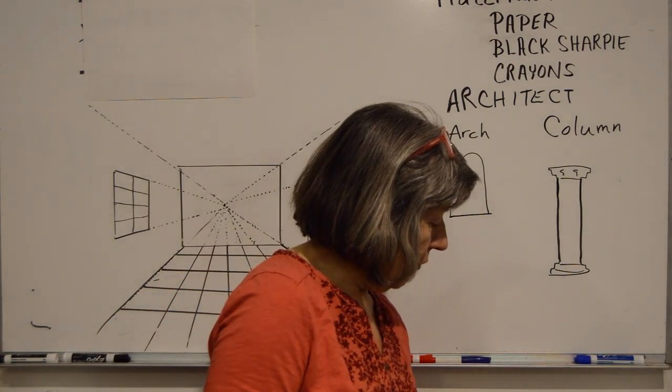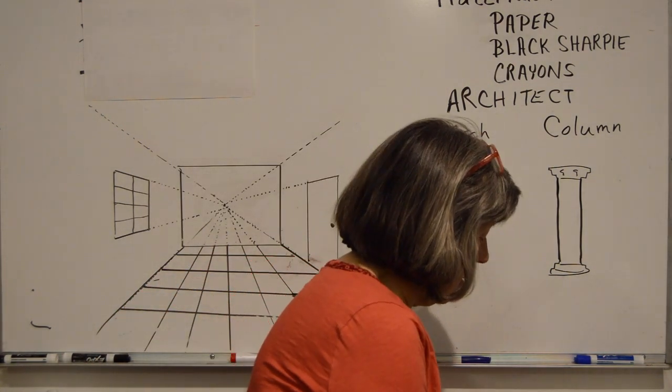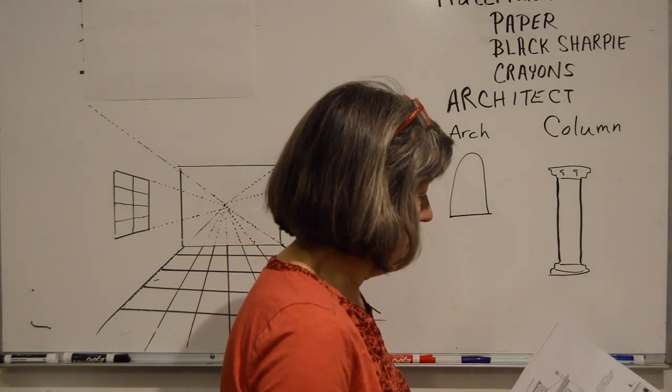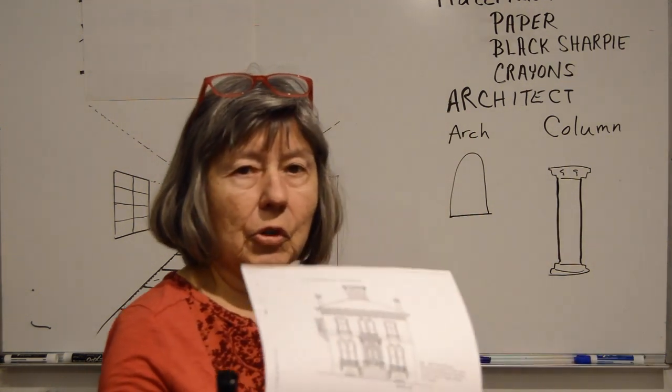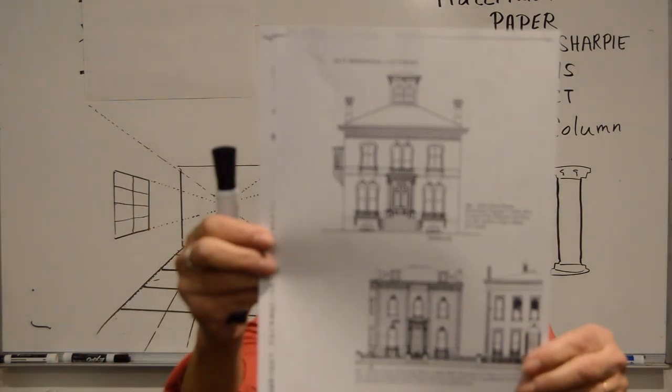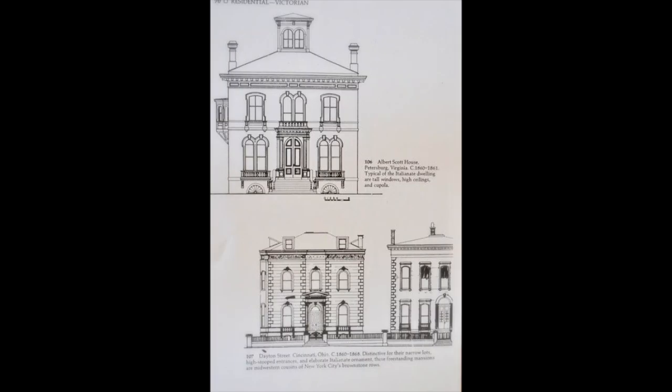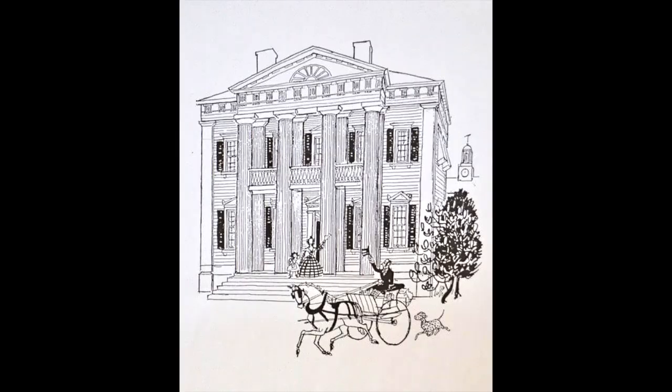So let's look at a few buildings here. I don't know if you can see this building? These two buildings? And do you see any arched doors or windows there? Oh, I think you do. And there's even some columns, I don't know if you can see them, but they're small, right next to the door. What about this one?